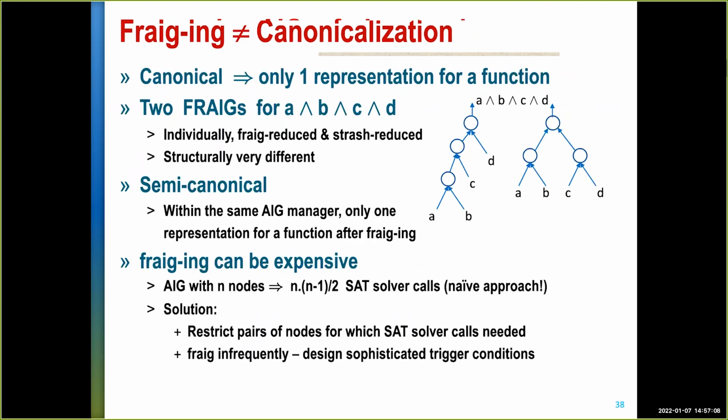This process of fragging involves SAT calls, but we must be careful about the fact that even by doing these SAT calls, we are actually not getting a canonical representation. Canonical means there is only one way to represent a function. That's what ROBDDs do.